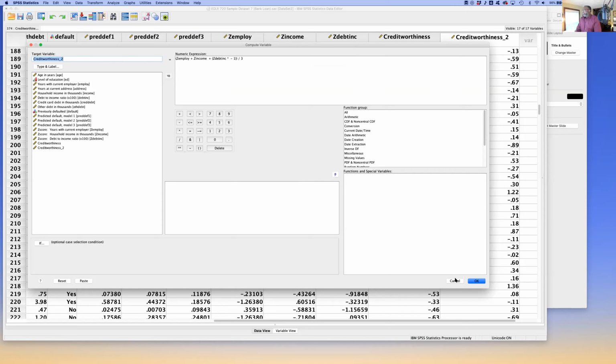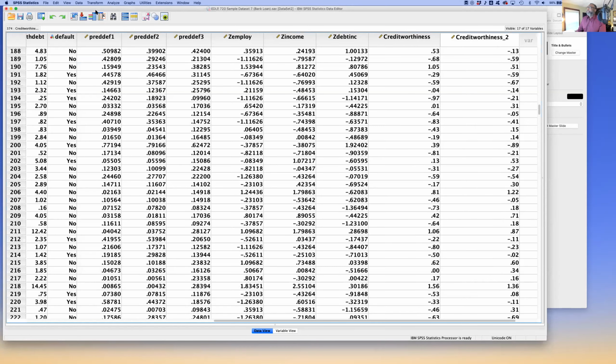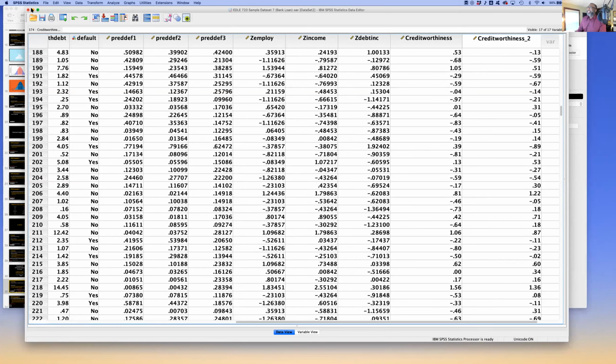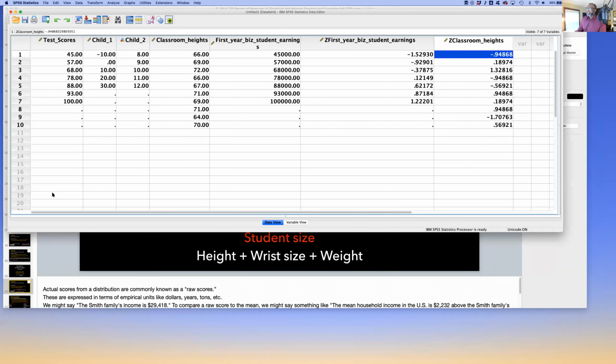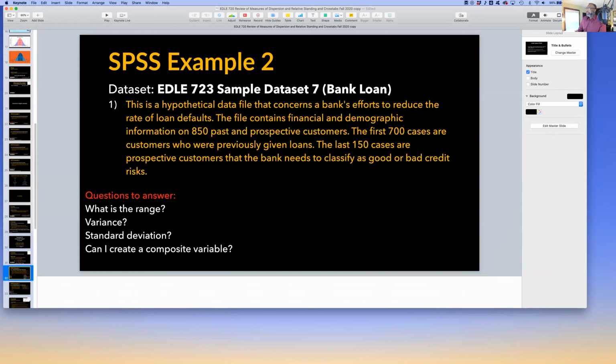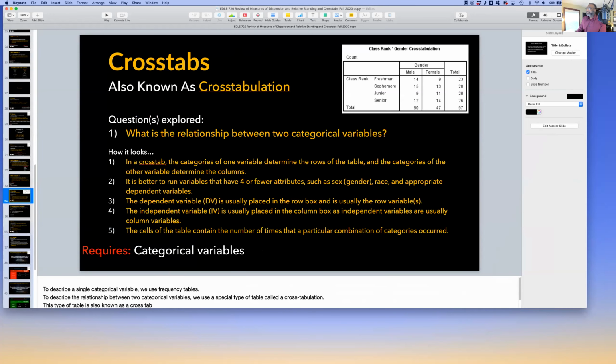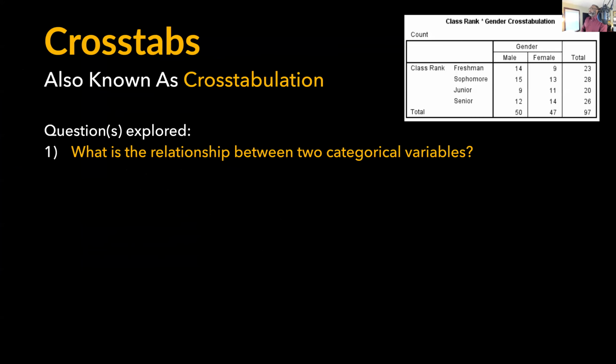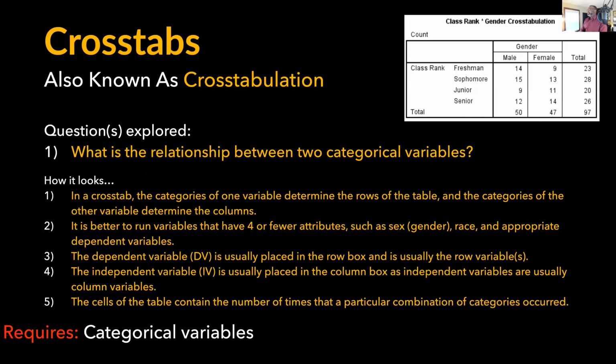Okay. We have 19 minutes, and I really enjoyed that. That was fun. I probably spent way more time than I intended to. I want to get into crosstabs just quickly. So crosstabs really is a way to summarize two categorical variables.